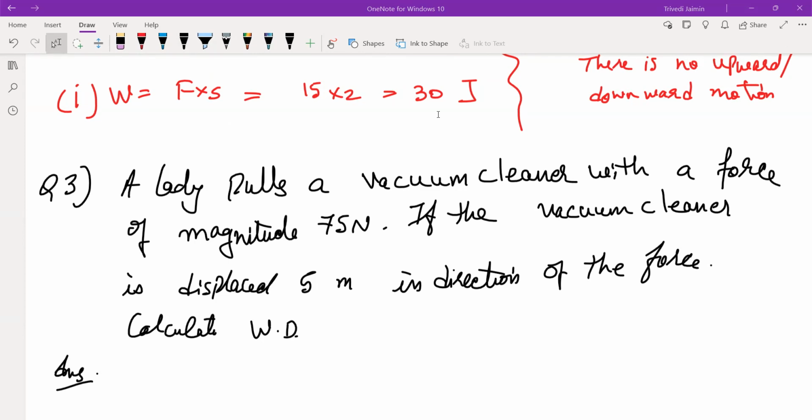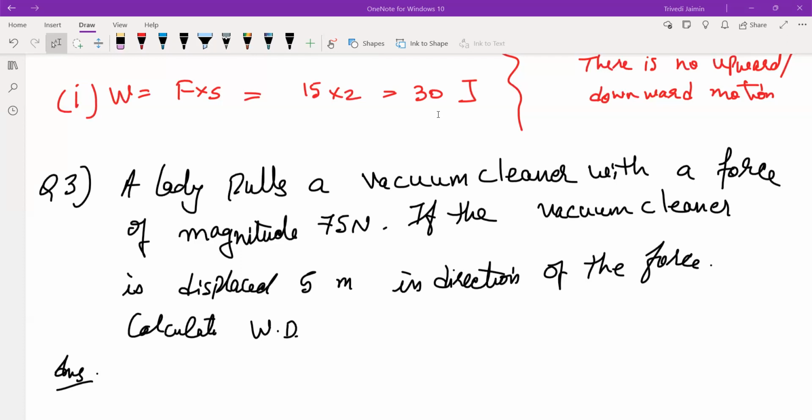In short, what is this positive and negative? Suppose force is in the forward direction, going to the right, and we are getting displacement. If we are applying force in the right direction and getting displacement in the left direction, that is opposite. That's why we assume one side as positive and the other as negative. If both are in the same direction, that will be positive. Okay, sir.